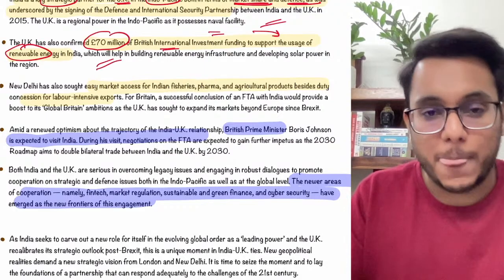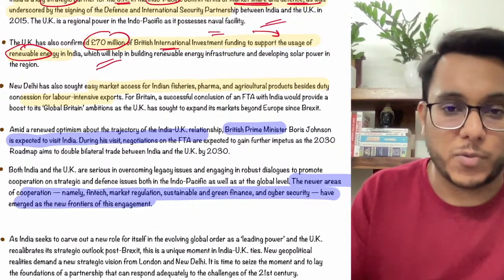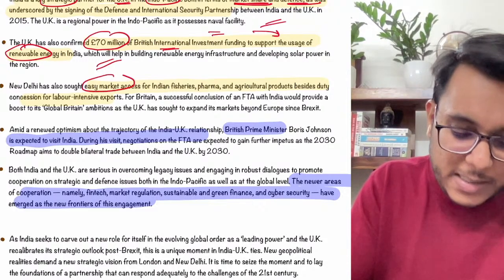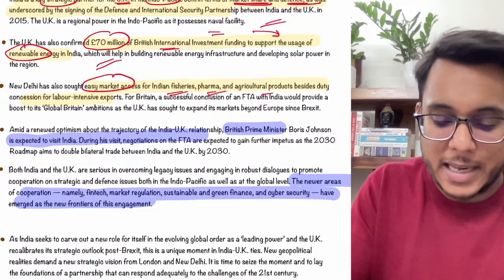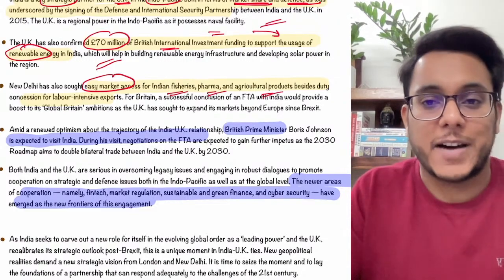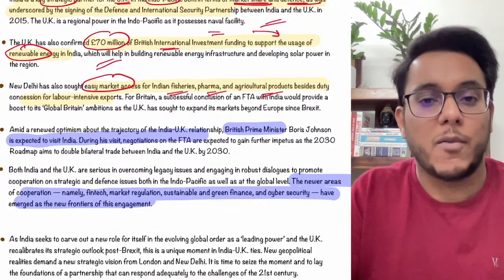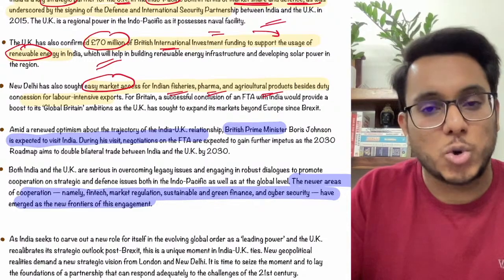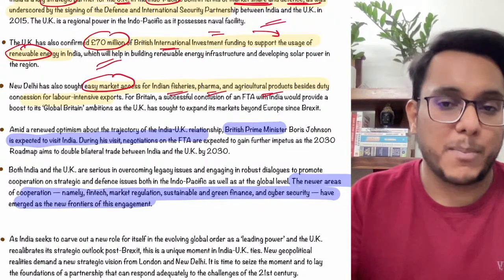Fine. Moreover, India has also asked the UK to provide easy market access for Indian fisheries, pharma, and agriculture products. We want to export fisheries, pharma, and agriculture products to the UK, and we want that easy market access to be given to India. India's goods should not be subjected to high import duties.